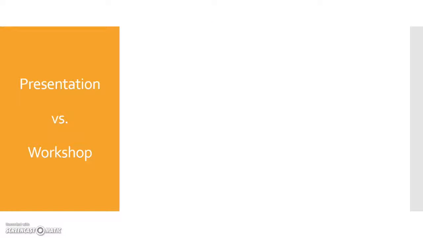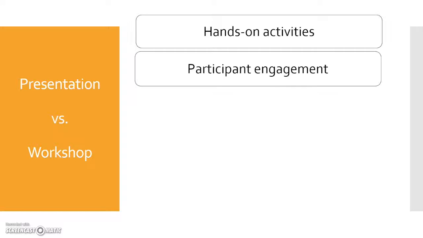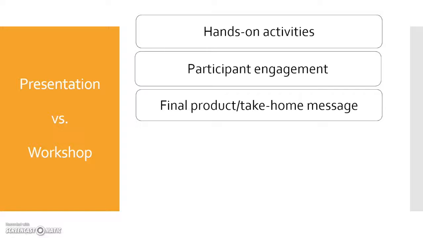The main difference between a presentation and a workshop is that a workshop should have more hands-on activities. The workshop facilitator should try to engage the participants as much as possible. A workshop should also have a final product or take-home message. The product doesn't have to be something complete. It can be a draft or a plan of some sort, basically something that the participants can bring home to further develop.